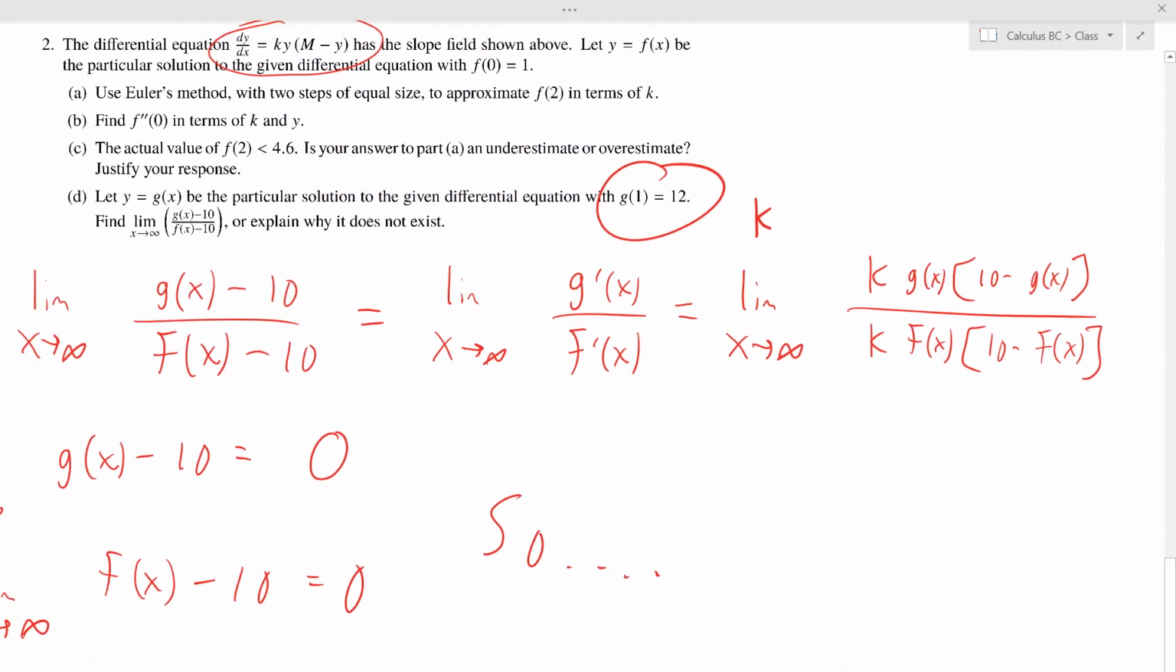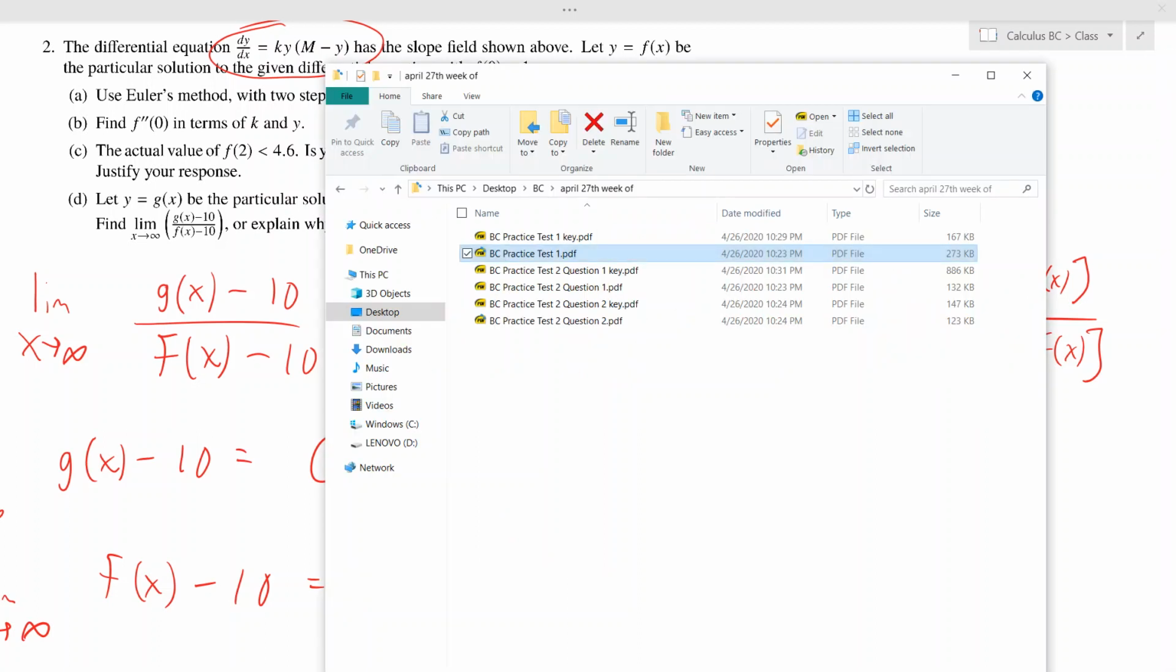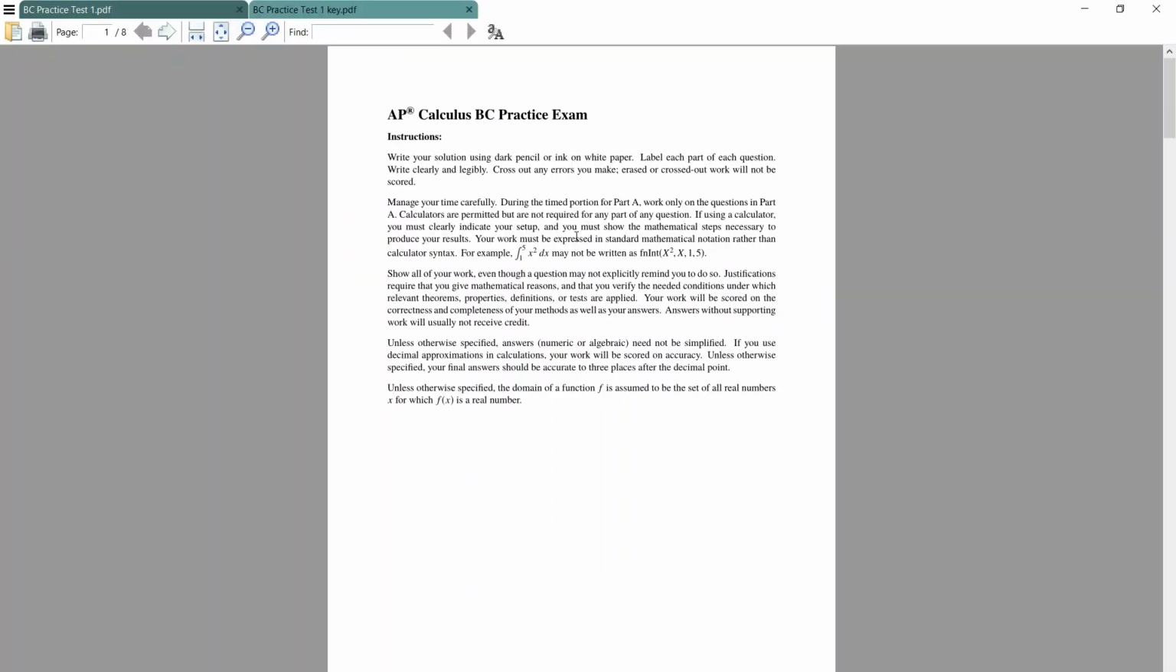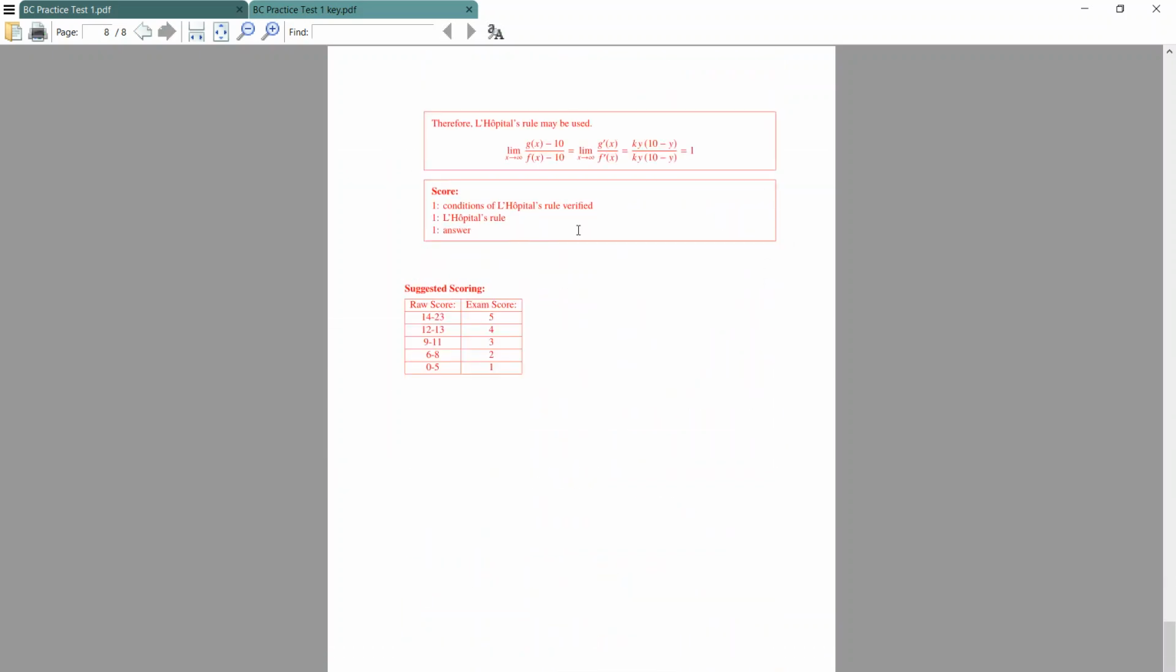Huh. Why do they tell me g of 1 is 12? Does that matter? You're going to get 0 over 0 again. They can't want you to derive this again. That seems crazy, right? I mean, the k's cancel out. Let me look at this guy's answer key. Do they want you to do L'Hopital's rule again? Unless I'm missing something. Do you guys see me missing anything? Let's go all the way down to this question here.